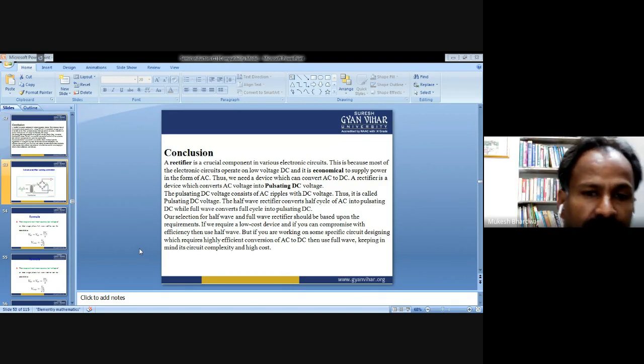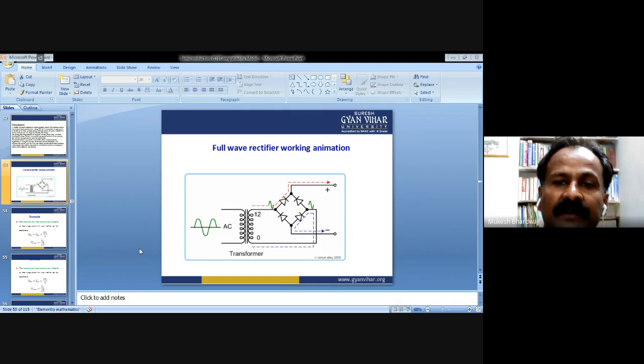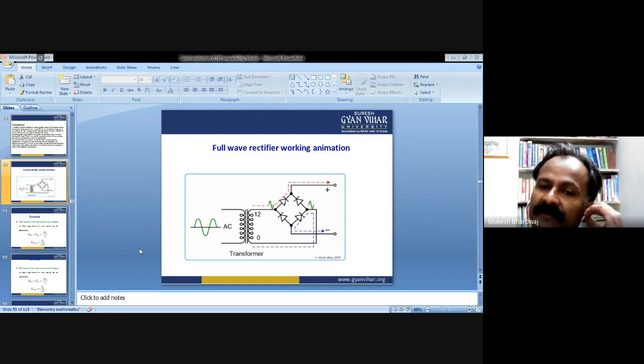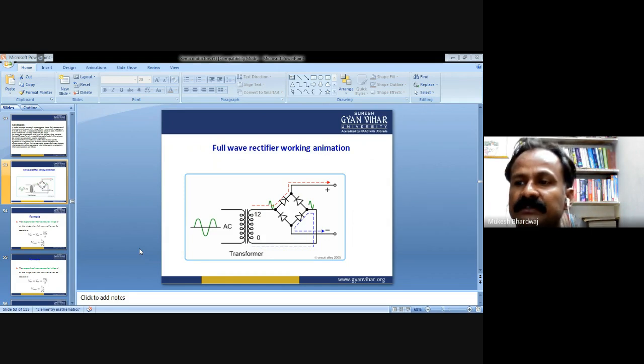Now we are moving towards the full wave rectifier working animation. This is the bridge rectifier. Basically, it is known as a bridge rectifier or full wave bridge rectifier. This is the circuit diagram. A circuit frequently used for electronic DC power supplies is the full wave bridge rectifier. In full wave bridge rectifier, four diodes are used as shown in the figure.